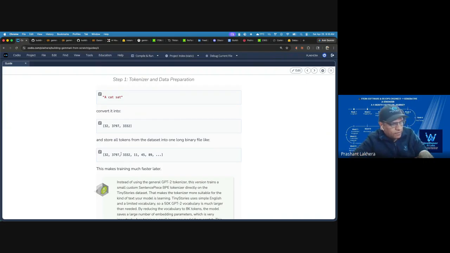Any doubt so far? Anything which is not clear? It's a simple process we are doing. We are just converting the text into something called token IDs. The only other thing we have added is the optimization so that we can run this on a lower-end GPU or CPU.